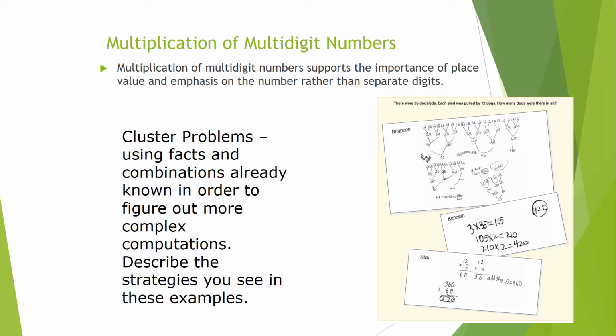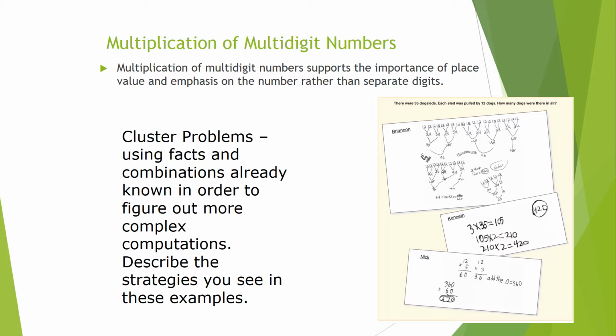He was breaking up the 12 because that was an easy number for him to break down. So first he started with 3 times 35 and got 105. Then he doubled that answer because that would give him 6 that he's multiplying by. Then he got 210. And then he doubled that answer because that would give him the 12 that he was originally going to multiply by, and he got 420.